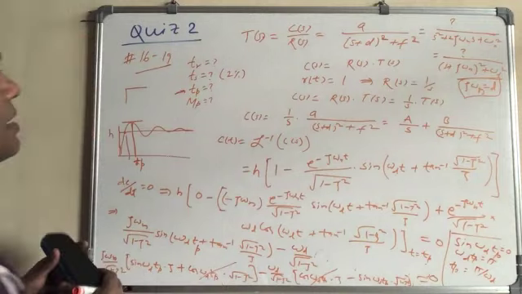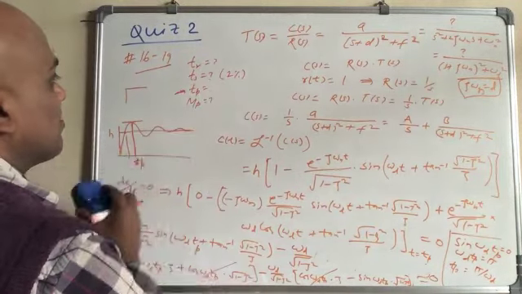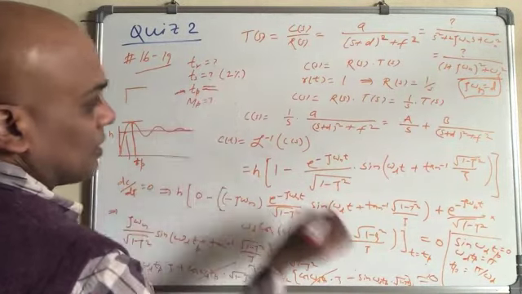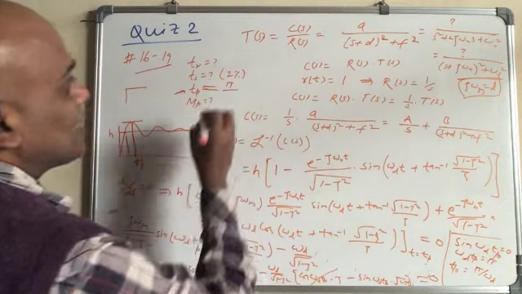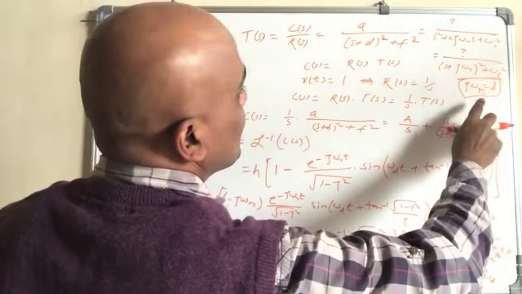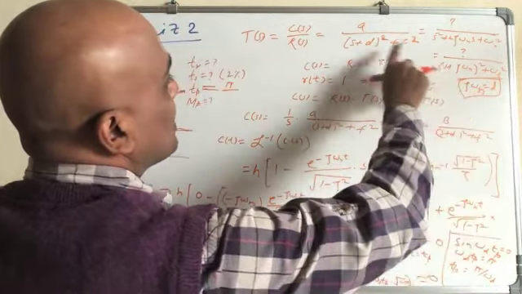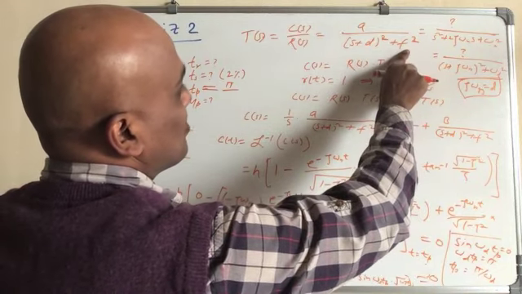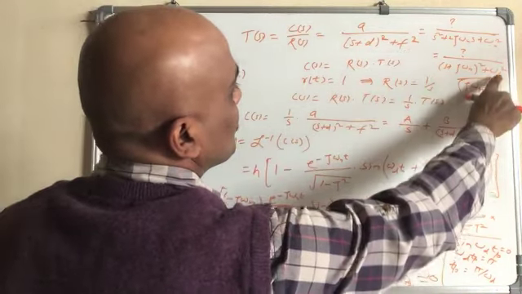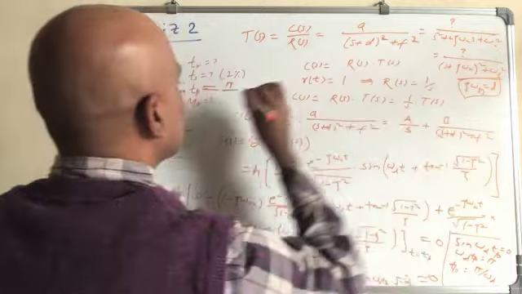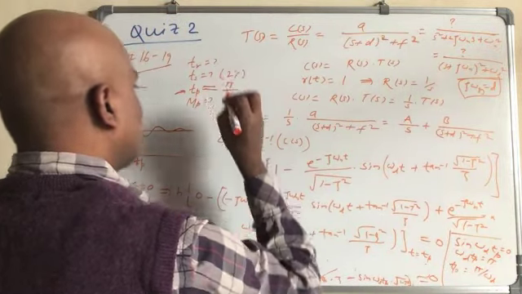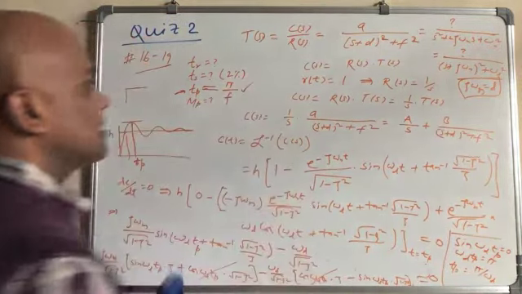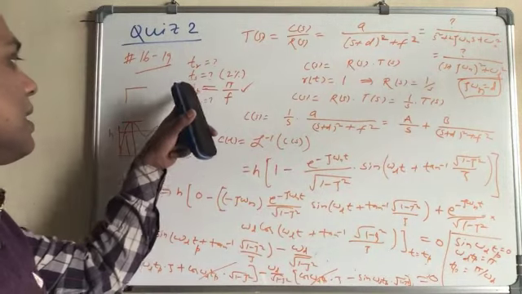So the value of tp will be pi over omega d, and what is omega d? Omega d comes from this one, this is omega d square here. So pi over omega d is the peak time.